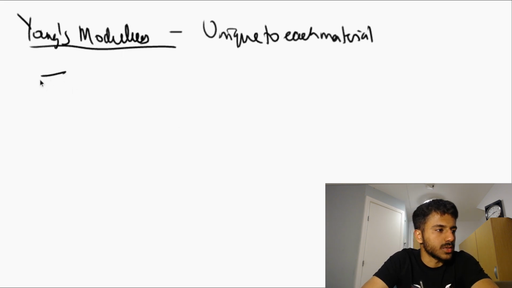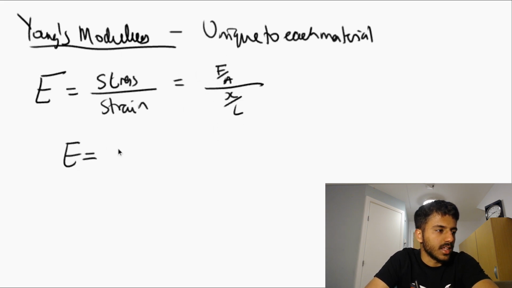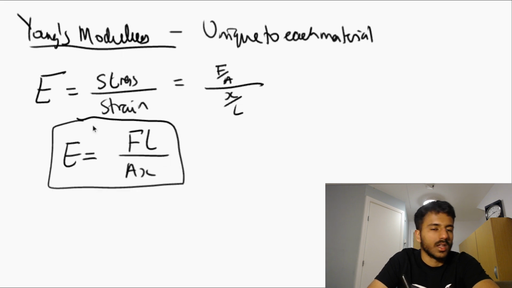And the Young's modulus, which is given by this E, is equal to the stress of an object over its strain. We know that stress here is F over A, and that strain is X over L. So if we do some rearranging here, we can get that the Young's modulus is equal to FL over AX. Now let's look at some units. The units for Young's modulus is in newtons per meter squared, or you could say that is in pascals.